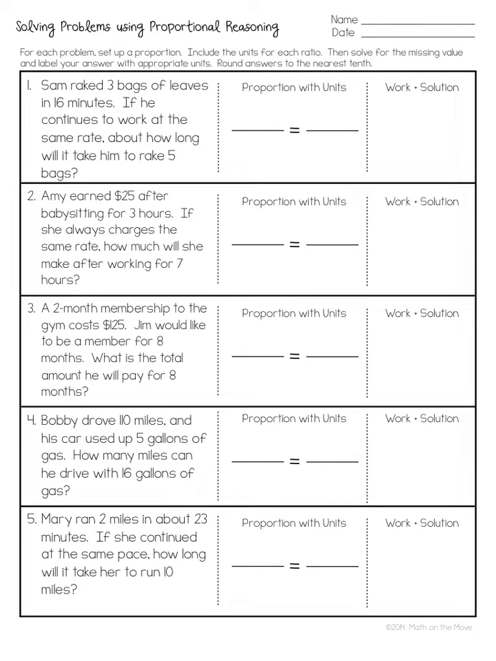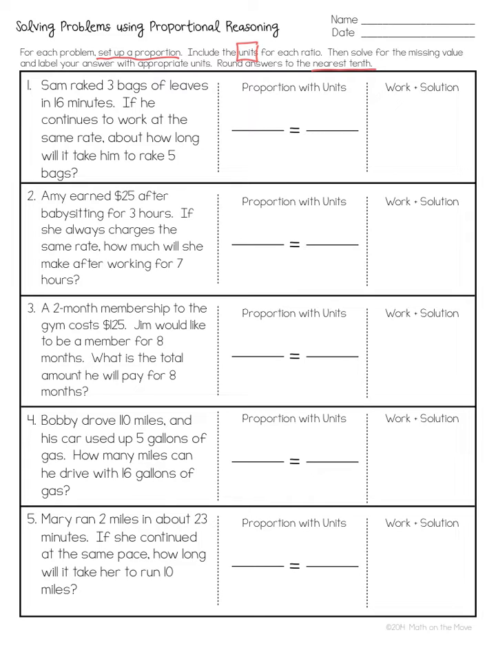So we're going to do a word problem. We're going to learn how to set up a proportion and make sure you include the unit for each ratio, and then solve for the missing value and label your answer with the appropriate unit at the end. And then also make sure you round your answer to the nearest tenth.